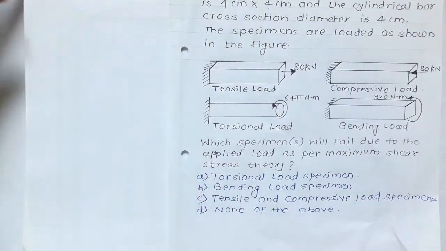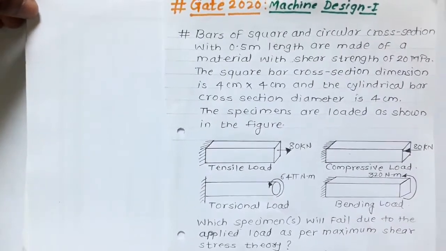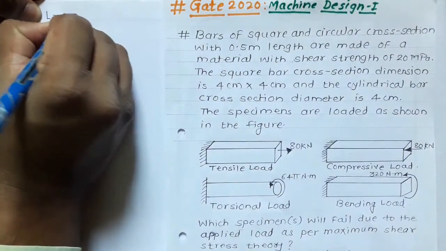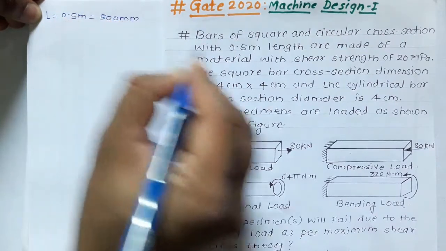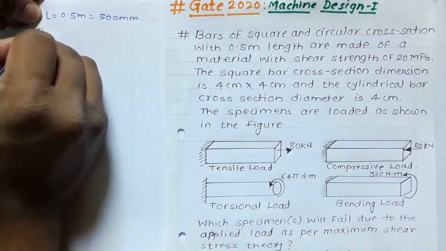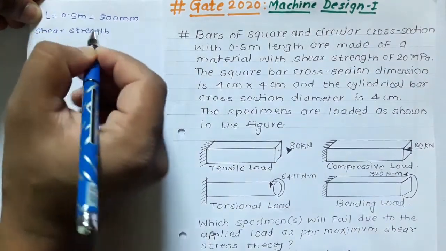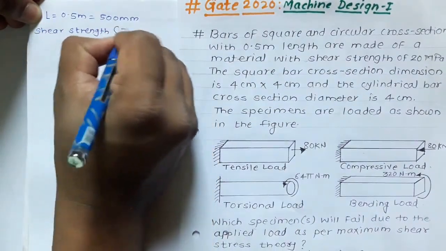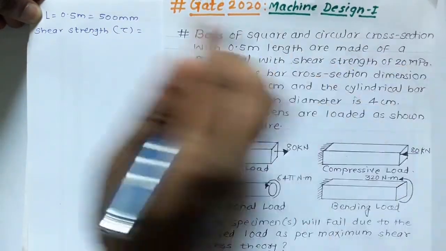So first of all, write the given data in short. First, the length is given, it is 0.5 meter. So in mm it will be 500 mm. Next, the material strength is given, that is shear strength. So shear strength is given, and it is denoted by tau, which is equal to 20 megapascal.